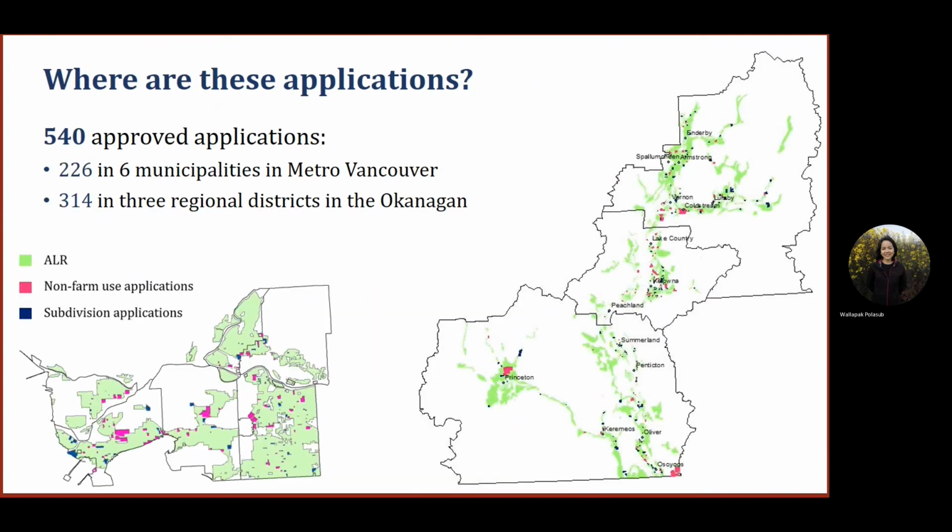After we reviewed all the applications, we had 540 approved applications in our study areas: 226 in the 6 municipalities in Metro Vancouver, and 314 in 3 regional districts in the Okanagan.